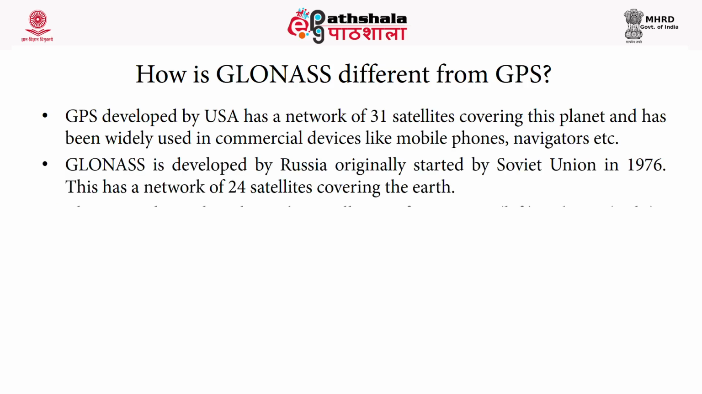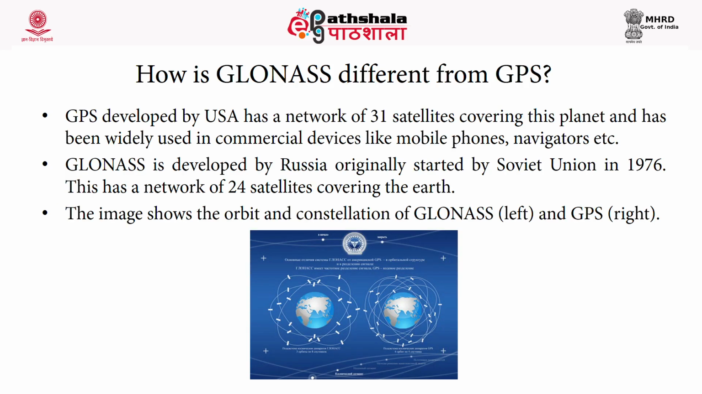GLONASS navigational satellite system has been developed by Russia, that was originally Soviet Union, in 1976. It has a network of 24 satellites that cover the earth. Currently, the US based GPS has a network of 31 satellites which cover the planet and have been used in commercial devices as well, besides its military applications. This image shows the orbit and constellation of GLONASS on the left side and GPS system on the right side. Let us look at the differences between these two constellation systems.